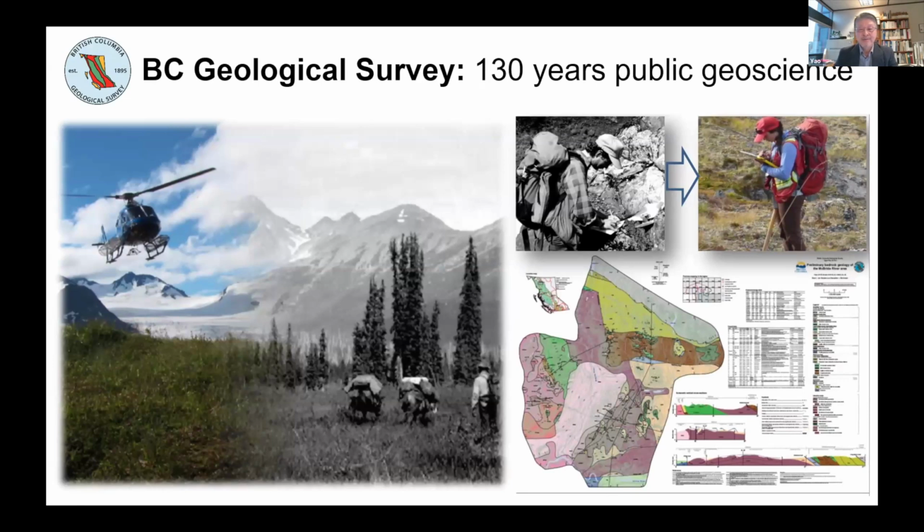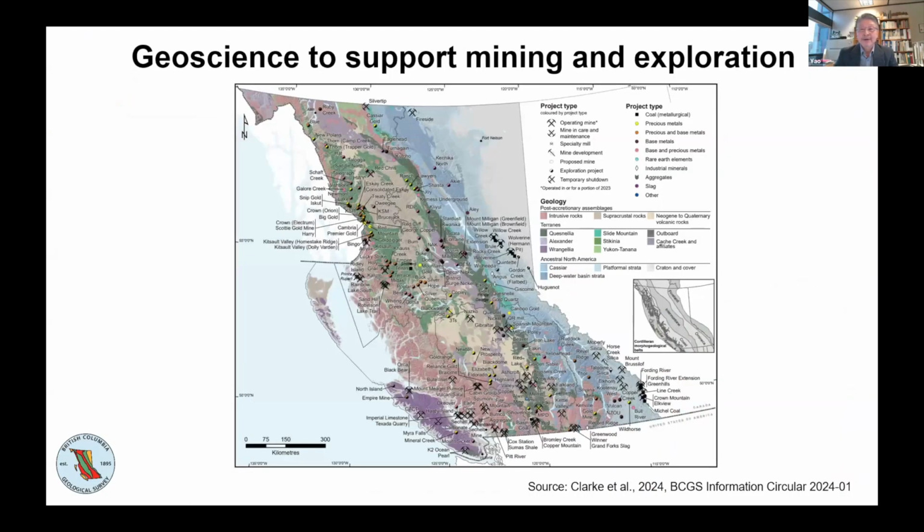The British Columbia Geological Survey is in the province of BC, one of the provinces in Canada. The survey is the oldest scientific agency in the province. We collect and deliver geological and mineral resource data to support mining and land use planning. And so BC has amazing geology and rich mineral endowment.